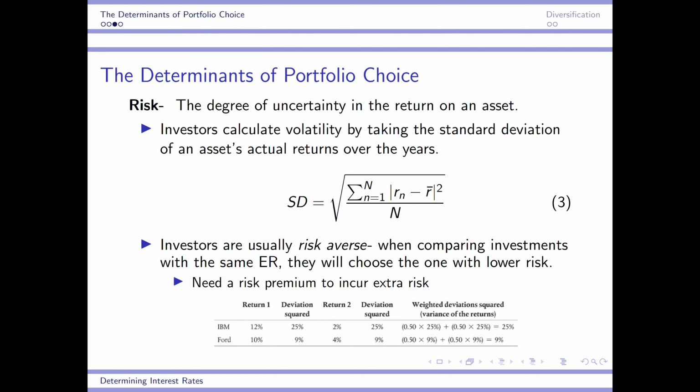And we calculate risk by using volatility derived from the standard deviation of an asset's actual returns over the years. So let's just say in year 1, the asset had a return of 4%. And in year 2, the asset had a return of 8%. Well, we can calculate the standard deviation using equation 3, which you should recognize from your intro to statistics courses, to get the standard deviation of this asset historically. So if we calculate it, our mean is going to be 6%.